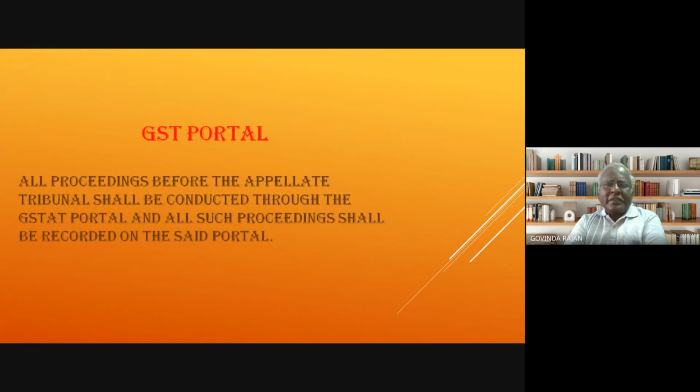GST portal. So we have so far come across the procedure to be adopted by the appellant and the authorized representative, like the chartered accountant, company secretary, advocate, etc. The procedure to be followed by the registrar in entertaining the appeal, checking the scrutiny of the appeal, numbering the appeal, and the role of the tribunal. So how it should be conducted by complying with the principles of natural justice, etc.